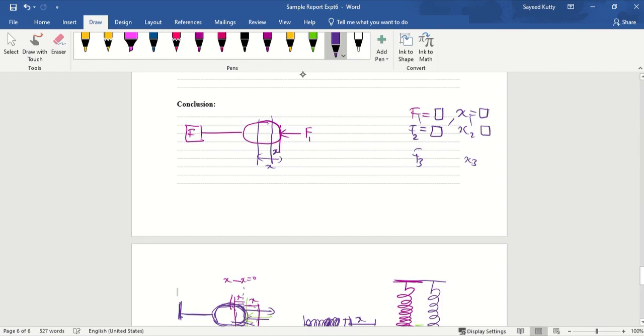If I have a set of values, and we know that in the equation F is proportional to X, so F is equal to a constant into X. That means these are linearly proportional. That means if I plot F along the y-axis and X along the x-axis, it is going to be a straight line.